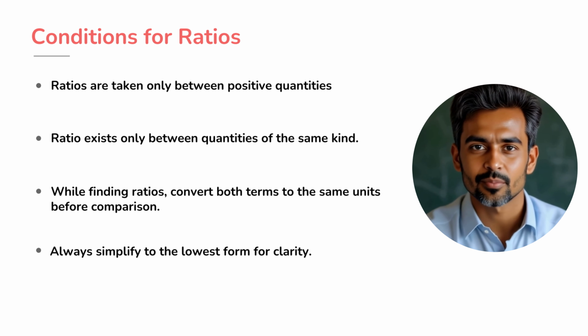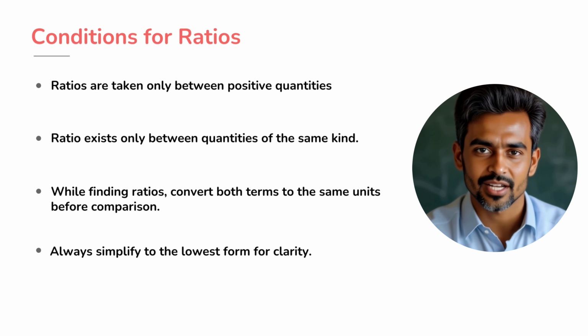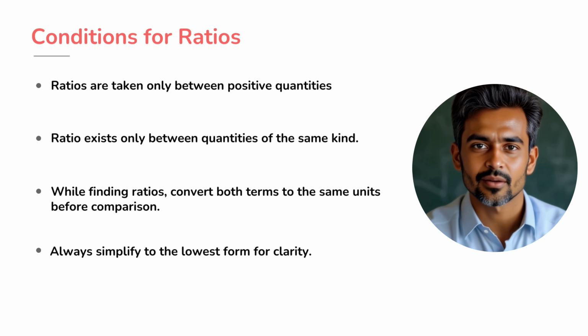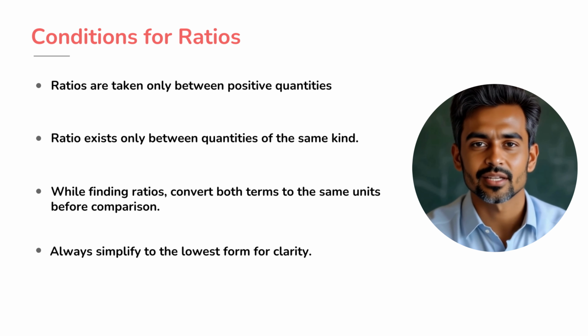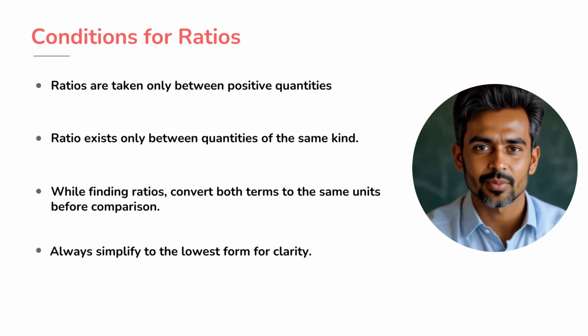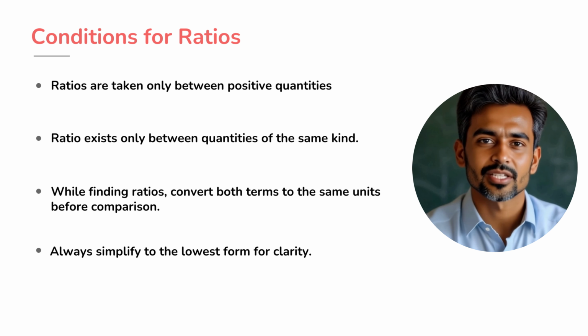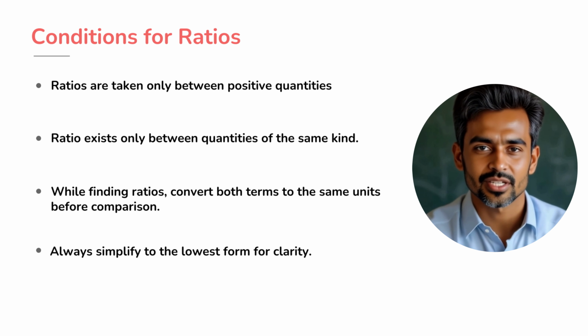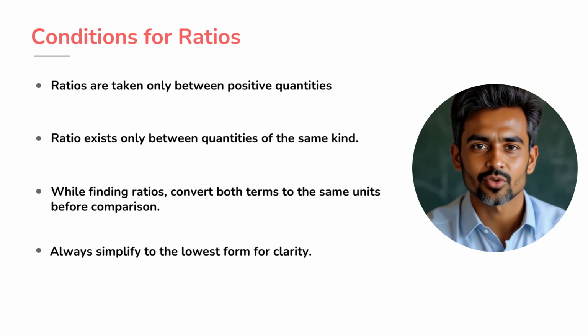Now, let's talk about some ground rules. Ratios only compare positive quantities. You can't have a ratio with a negative term here. Also, you can only compare things of the same kind. Comparing 20 rupees with 13 meters makes no sense at all. And before writing a ratio, always check that both terms are in the same units. For example, if you're comparing meters to centimeters, convert one to the other first. That way, your ratio stays meaningful.